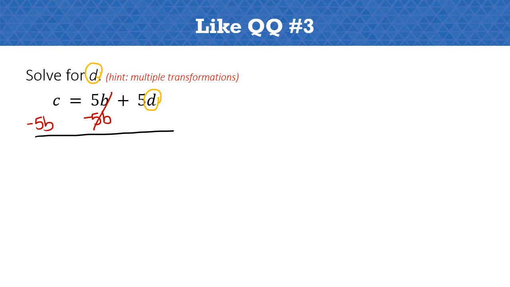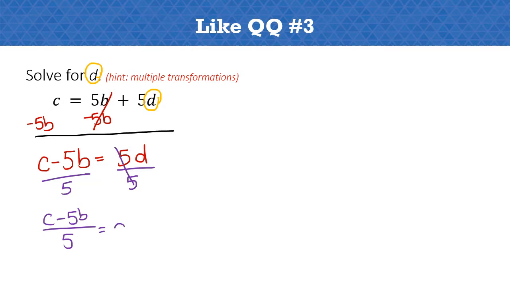On the left-hand side, we're left with c minus 5b is equal to 5 times d. In order to get rid of that multiplication, divide both sides by 5. So we're left with c minus 5b over 5 is equal to d. Or if we write the variable on the left-hand side, we have d is equal to c minus 5b over 5.